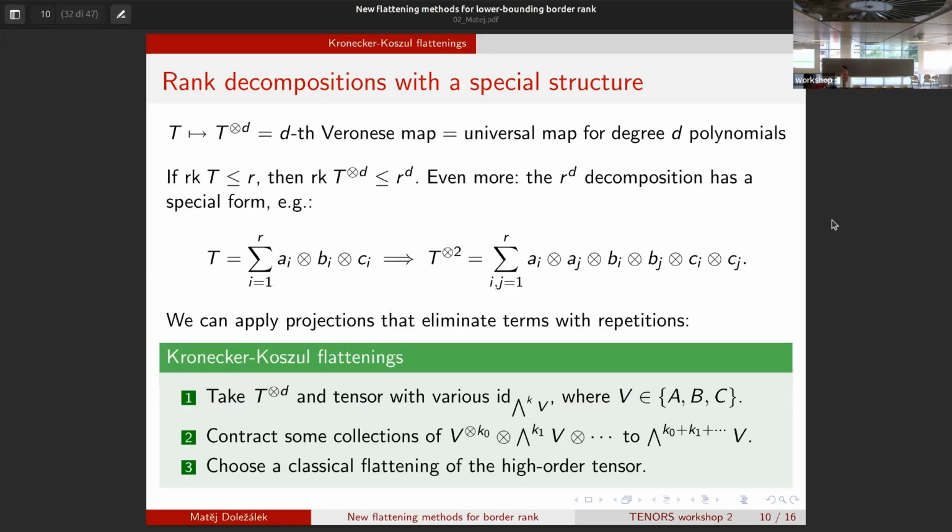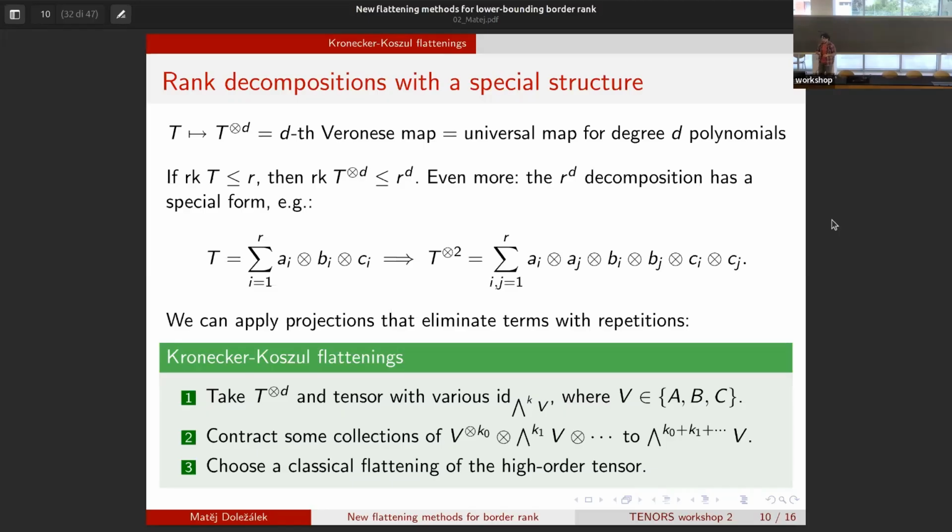So the blueprint of the method is this. I start with the tensor power, and just like in Koszul flattenings, I could tensor in a bunch of identity maps on these spaces A, B, C, or even on their exterior powers. So I will in general get a very high order tensor, but most of these factors are some powers or exterior powers of A, B, or C. Then there are maybe some duals. And I could choose to take some of these factors and contract them further. So maybe I could choose an A squared and contract it to wedge 2 A. Or I could choose an A squared and wedge 2 A and contract them all together into a wedge 4 A, right? And this will eliminate terms with repetitions because wedge A with A just vanishes.